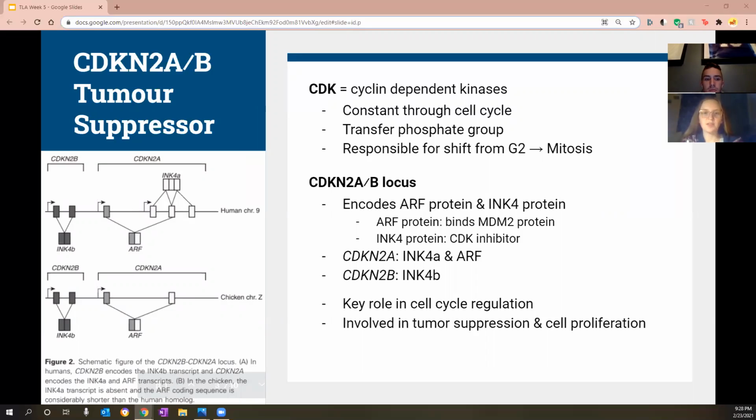In humans, CDKN2A encodes two transcripts, INK4A and ARF, while CDKN2B encodes the INK4B transcript. The CDKN2AB locus has been shown to be involved in tumor suppression and cell proliferation as ARF and INK proteins regulate the cell cycle.